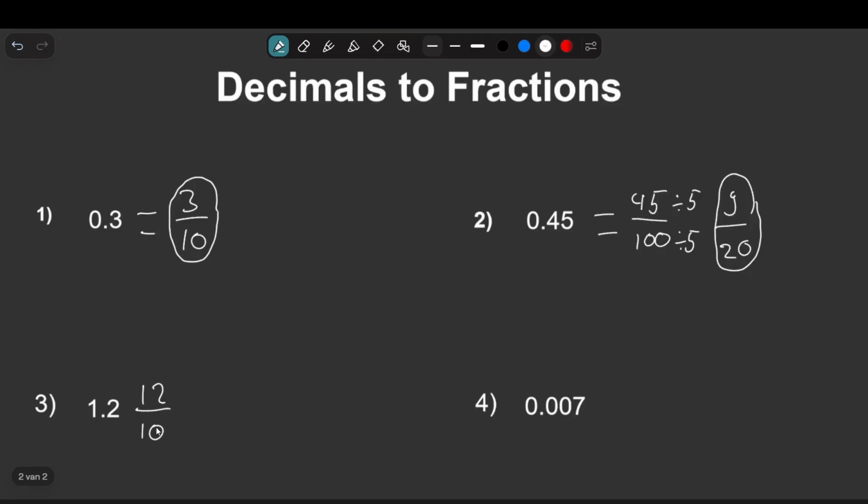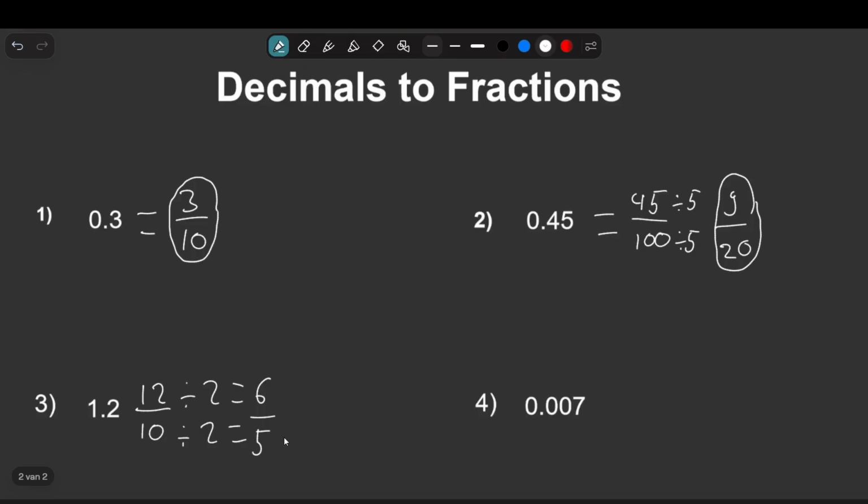Now we're going to simplify this fraction. To simplify this fraction, we are going to divide both numbers by their biggest common factor. And the biggest common factor of both numbers is 2. So we're going to divide both sides by 2. Well, 12 divided by 2 equals 6, and 10 divided by 2 equals 5. So now we're left with 6/5.